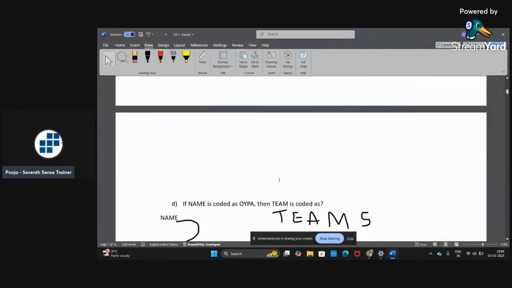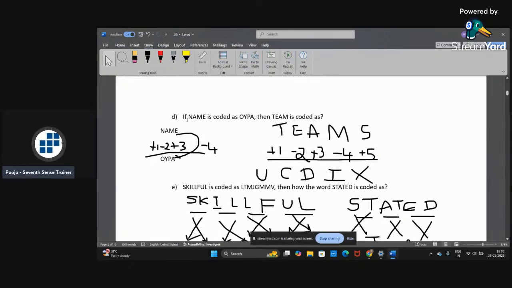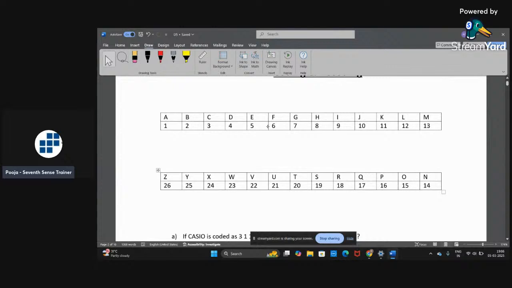Okay, now let's move on to the next one. Here the word NAME is coded as OYPA, right? I'll write it here. N A M E is written as O Y P A. Here, what is the relation between N and O? We have to find. Here it is one letter forward. So it is plus one.